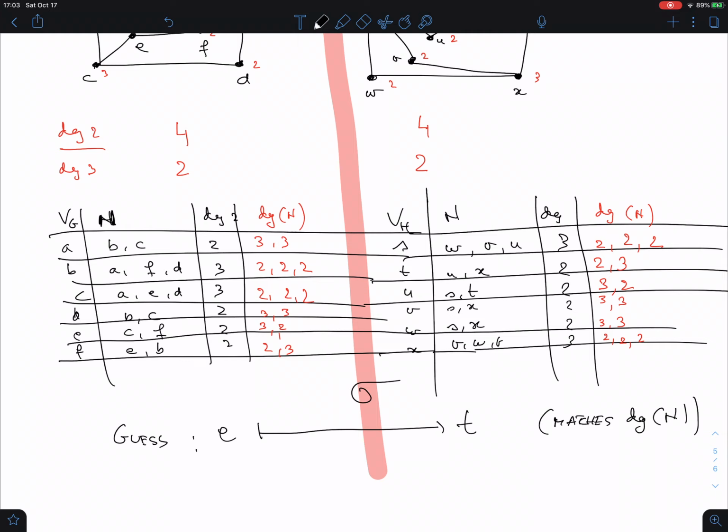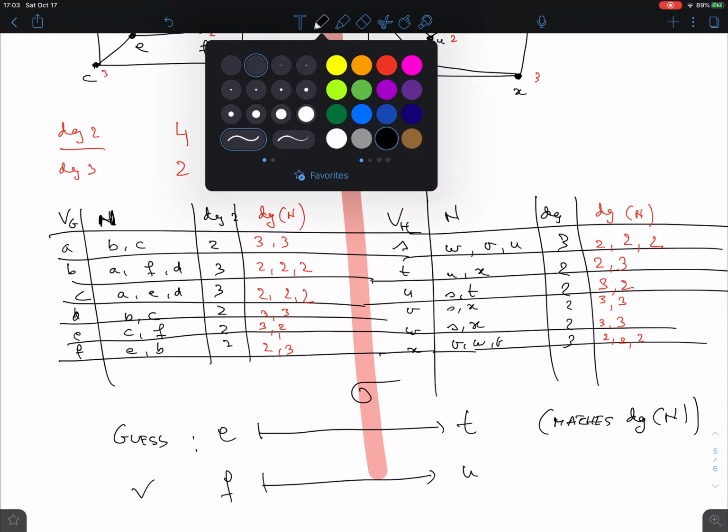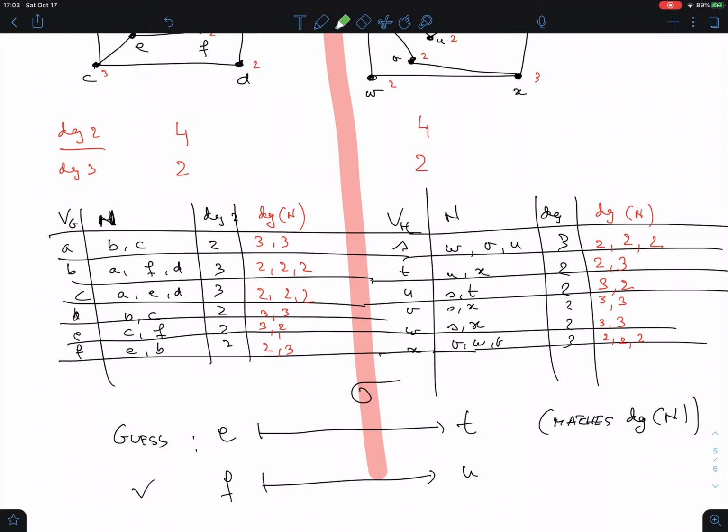But once I've done this, we know now that there is one thing fixed. The other 3-2, which is F on the left, has to be sent to the other 3-2 on the right. That was U. Okay, so let's mark this with our markers here. So we had E, we sent to T. Where was T? T. Okay.